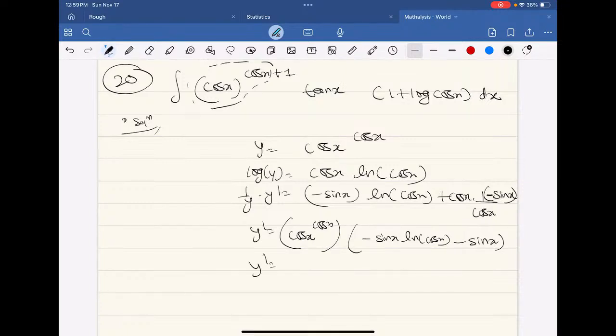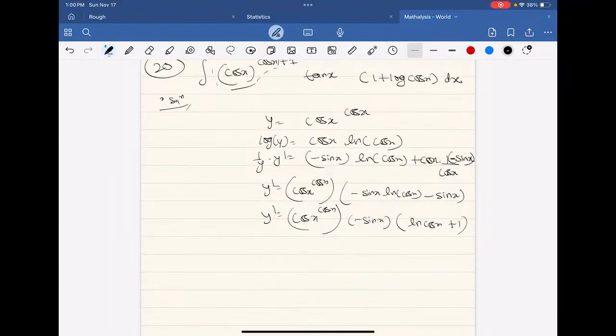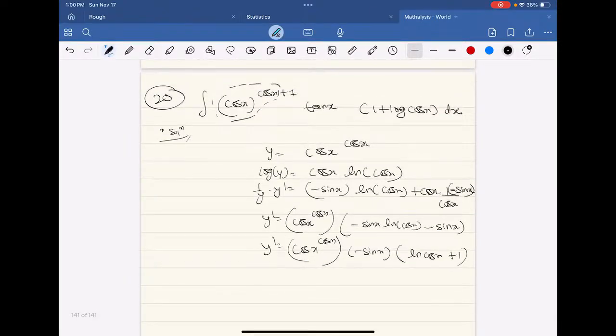So y dash is just cos x to the power cos x, and then we have a minus sign, minus sin x times log cos x plus 1. Okay guys, does this minus sign really exist? I mean, should it exist? Okay, fine.